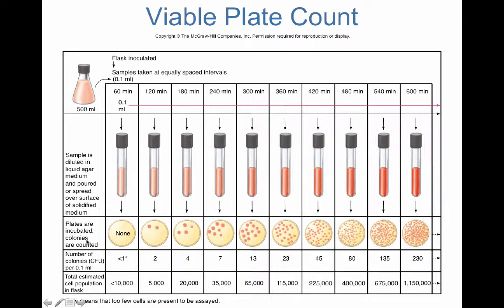So the plates are incubated after you inoculate each plate with around 100 microliters. And you record the number of colonies, CFU for colony forming unit, and then you can calculate the cell population according to the number of colonies that you see.